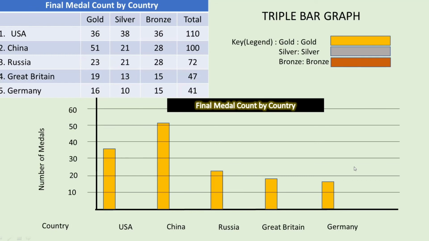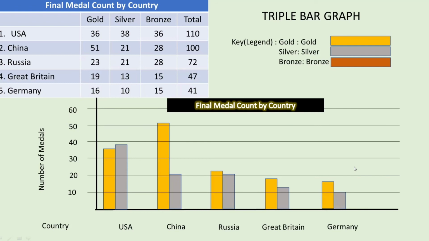So, tapos na tayo sa gold. Let's proceed to silver. So, yung silver natin sa USA is 38. So, ito yung nagre-represent ng 38. The next natin is 21 for China and 21 also for Russia. Ayan. Next is for Great Britain ay 13 and then the Germany is 10.